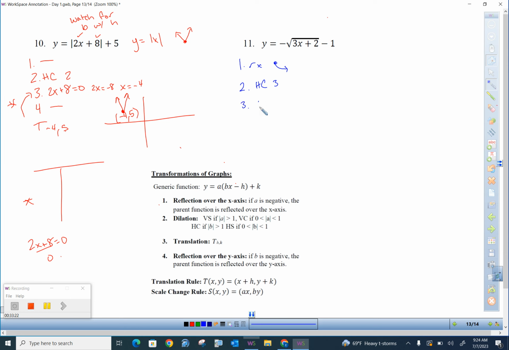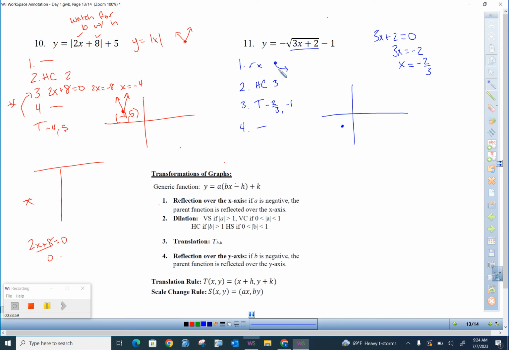Step 3, our translation is negative 2/3, negative 1, because when I take 3x plus 2 and set it equal to 0, I have 3x equals negative 2. X is negative 2 over 3. And then step 4, nothing on the inside. If I do have a step 4 in this case, it would mean then I go this way to the left instead, which will happen on occasion. So negative 2/3, negative 1.